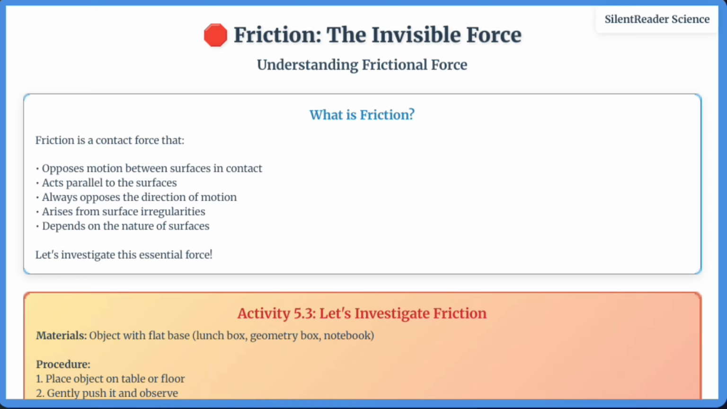Friction isn't limited to solid surfaces. It also acts on objects moving through liquids and gases, which is why vehicles are designed with streamlined shapes to reduce fluid friction.